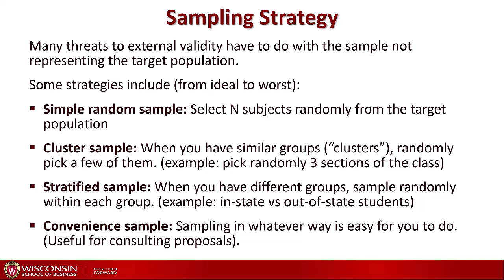Finally, there is a convenient sample, which is sampling in whatever way is easy for you to do. Like you have a survey, you go to your friends and your neighbors and you test the survey. This is often done to pre-test a treatment. So before we spend a lot of money sending a mass mail, maybe you want to have feedback from people you know. This is also very useful for consulting proposals. So you don't necessarily have the consulting contract yet. You don't want to spend a lot of money, but you want to show some data and say, I've run an experiment. It was a convenient sample. These are the results. So we are confident that we can run the experiment on a more representative sample.